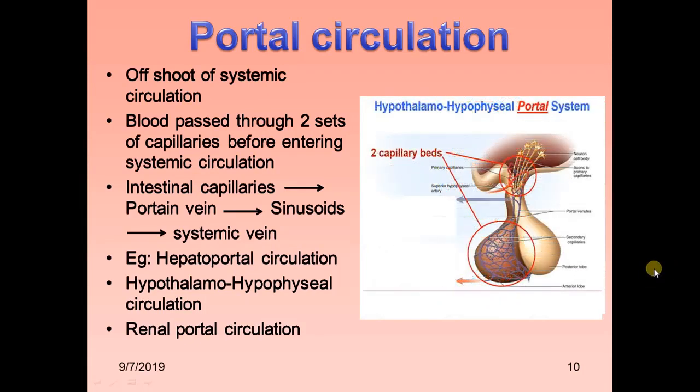The next type you are able to see in the pituitary gland. Again, 2 sets of plexus are present, in the infundibulum and in the lower part of the infundibulum, supplied by the hypophyseal arteries. This is actually called the hypothalamo-hypophyseal circulation.